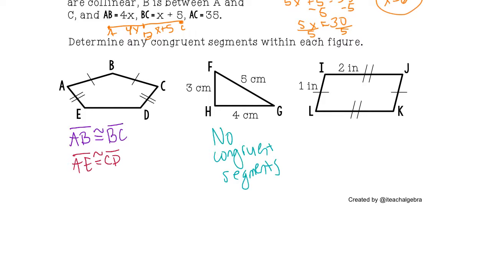Last, we've got a parallelogram here on the end. And we can tell by the corresponding equal number of dashes that line segment IL is congruent to segment JK, and segment IJ is congruent to LK.